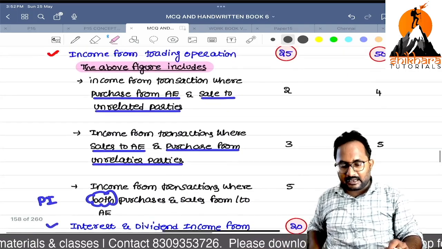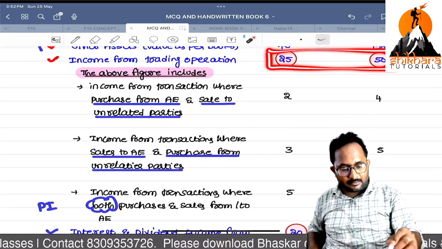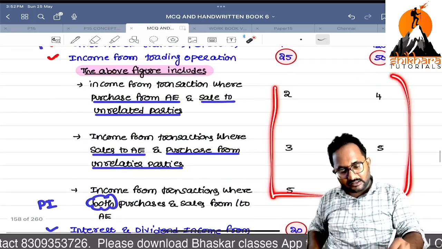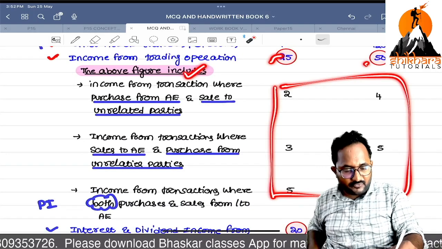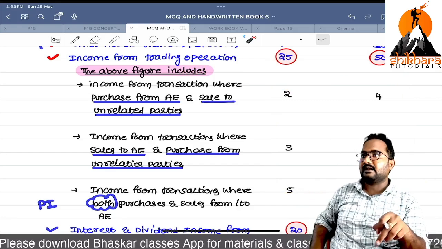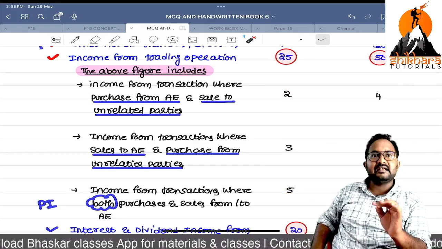Many students are confused here. Total income means, yes, trading operations income as well as passive incomes. Many students are asking, sir, why you have not considered these? These are all already included in 25 as well as 50. Clear? This is taken from the CA final study material. Now I think this question is also removed, but they can test these things at any time.